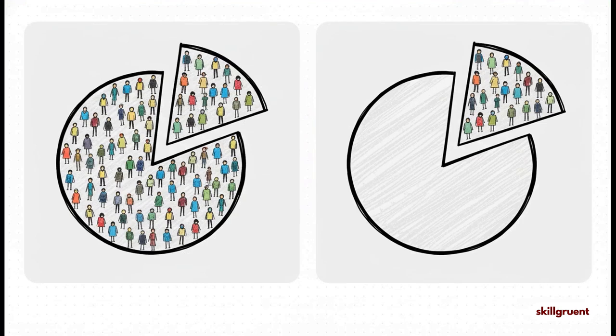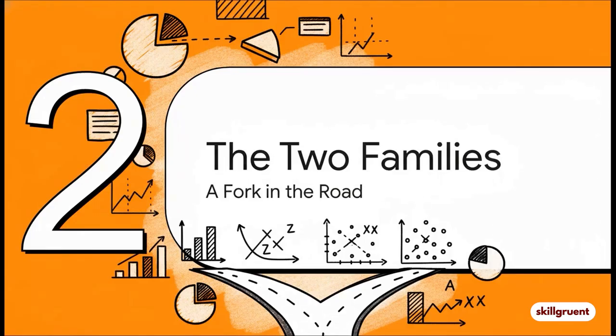Just think of the population as the entire pie. That's every single person or thing you want to know something about. The sample is just one slice of that pie. The whole goal, the entire reason sampling exists, is to pick a slice that is so perfectly representative that by tasting just that one piece, you know exactly what the whole pie tastes like. So how do we actually pick that perfect slice?